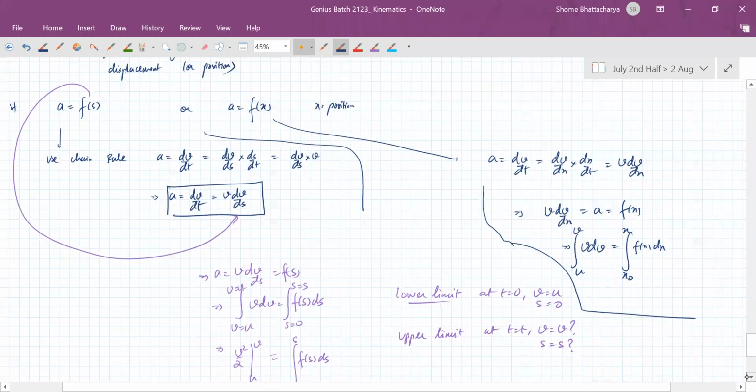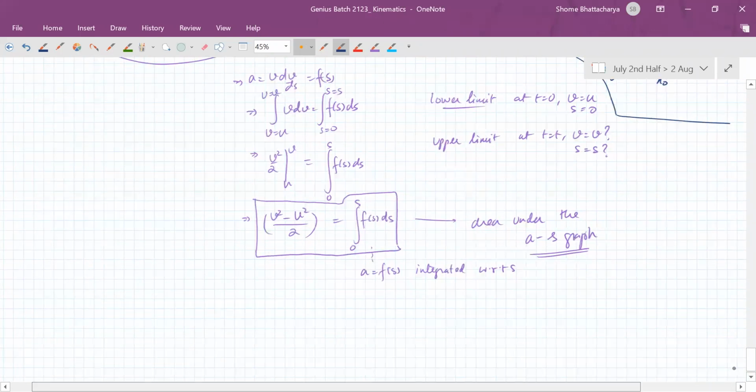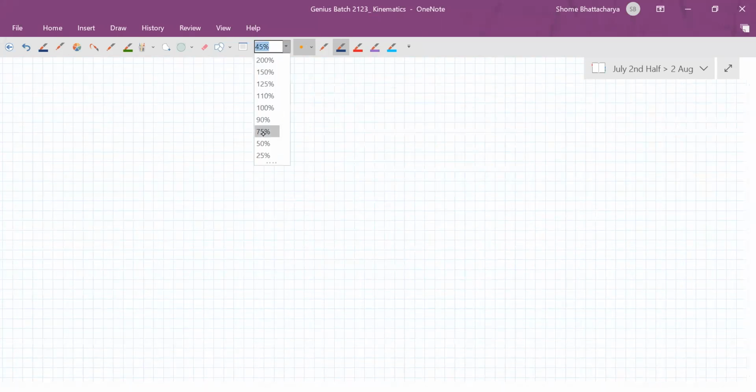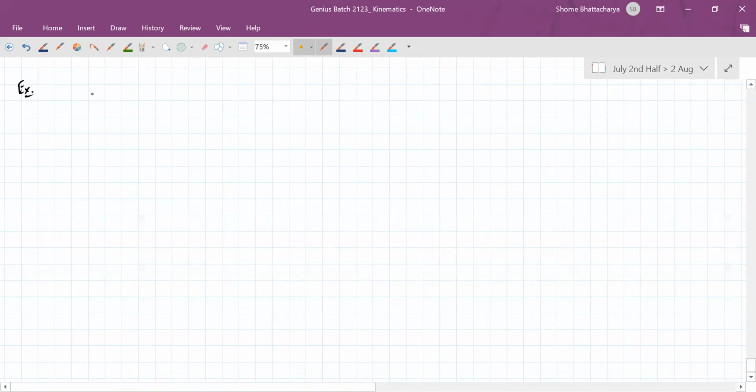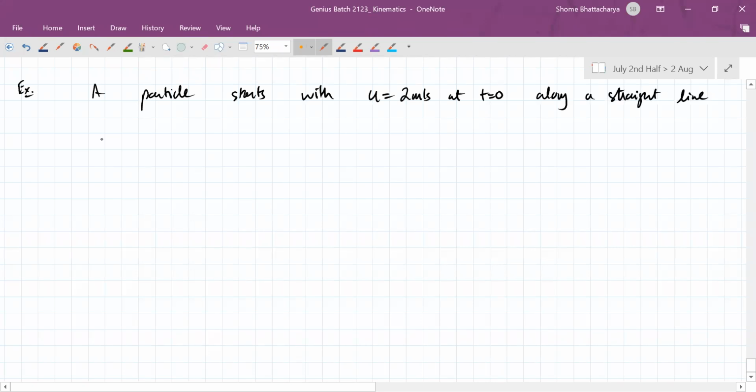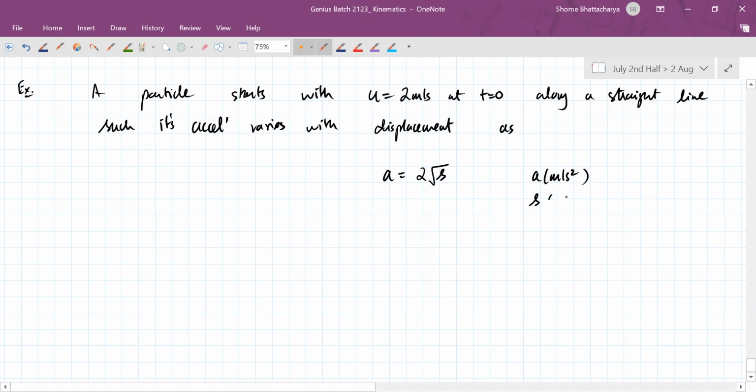Yes, sir. Okay, so let's see a quick example. Suppose we are given something like this: a particle starts with u equal to, let's say, 2 meters per second at time t equal to 0 along a straight line such that its acceleration varies with displacement as a is equal to, let's say, 2 root s, where a is in meters per second square and s is the displacement in meters.